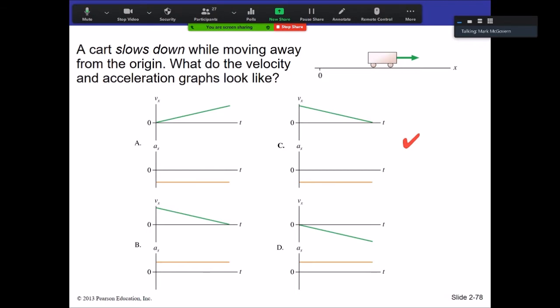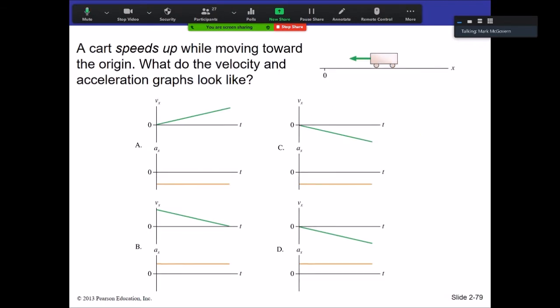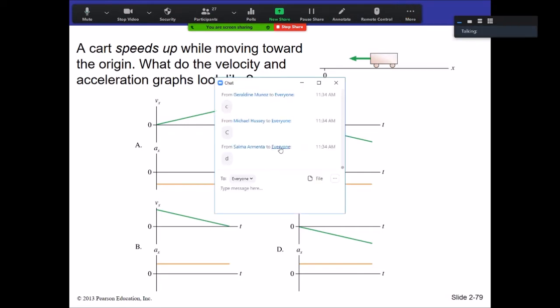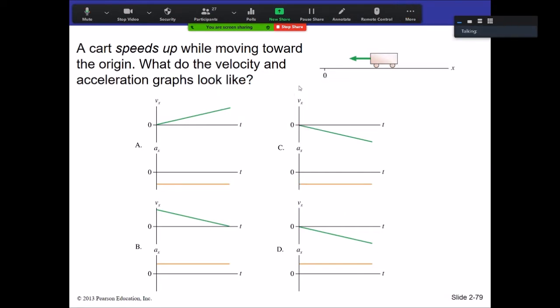All right then. So again, same question as before. Cart speeds up to the left. What's the right acceleration velocity graphs? Let me know. Few C's, got a D in there. All right, let's go through it.